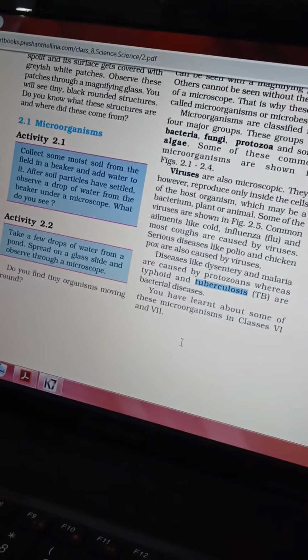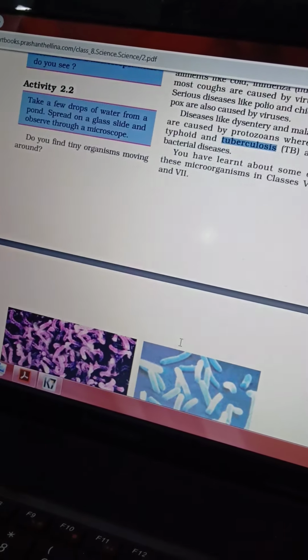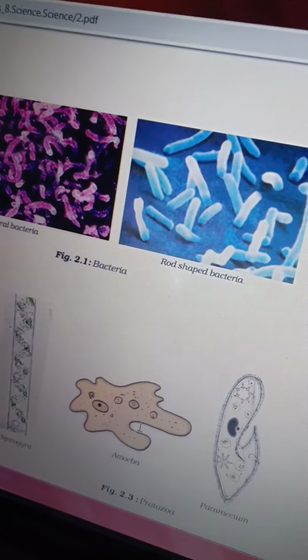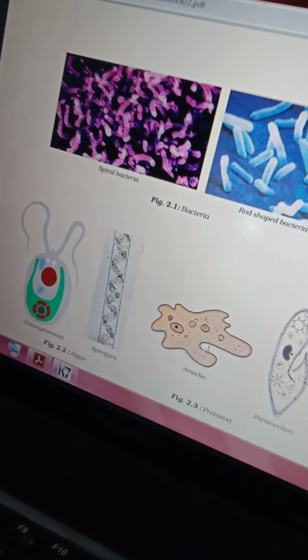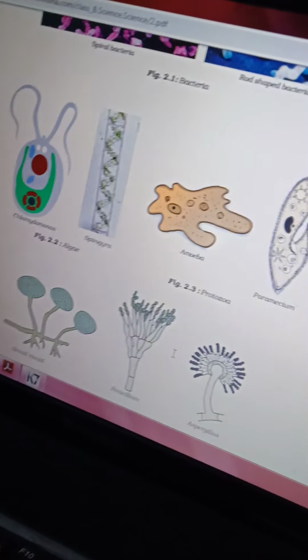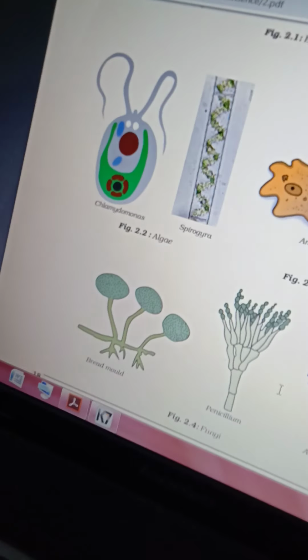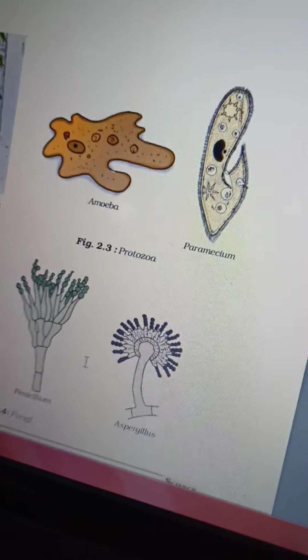And now you can see the pictures of microorganisms. First we can see spiral bacteria and rod-shaped bacteria. These are the shapes of bacteria, spiral and rod-shaped. And you have one more, spherical bacteria, that's known as coccus, cocci, round in shape. And below you can also see all these microorganisms: chlamydomonas, spirogyra, algae, amoeba, which is a protozoan, and paramecium, irregular in shape. All these are microorganisms.